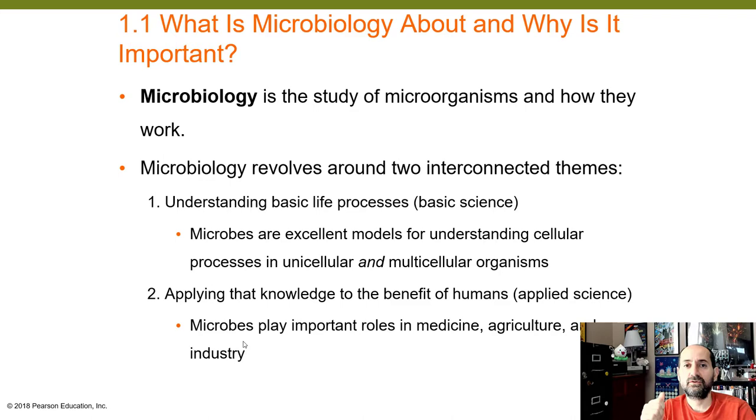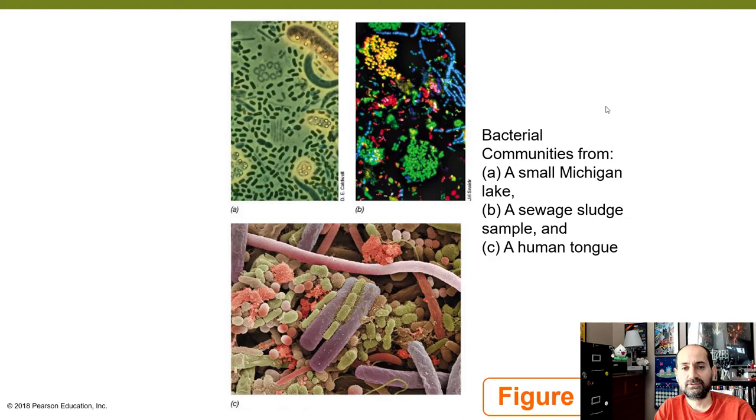And microorganisms are really all around us. Just look at this figure here, figure 1.1. You have image A, and in A you can see a community. And remember, in biology, a community means different species of organisms. Look at the microbial community here from a small Michigan lake. You have microorganisms galore everywhere you look in the environment. Look at in B, a sample of sludge, a sewage sample. And look at the community of different microorganisms there.